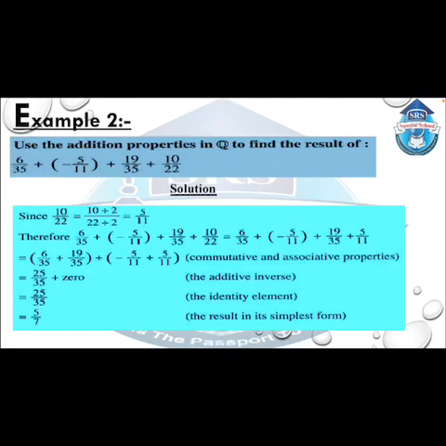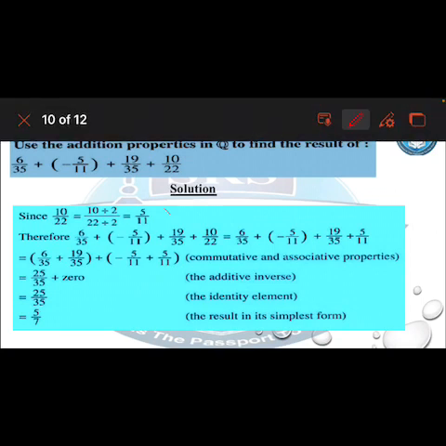Example number 2. Use the addition properties in Q to find the result of 6 over 35 plus negative 5 over 11 plus 19 over 35 plus 10 over 22. So first, I can simplify some of the rational numbers, so I will simplify them first. Which one can I simplify? Yes, 10 over 22, by dividing numerator and denominator by 2, will give us 5 over 11.